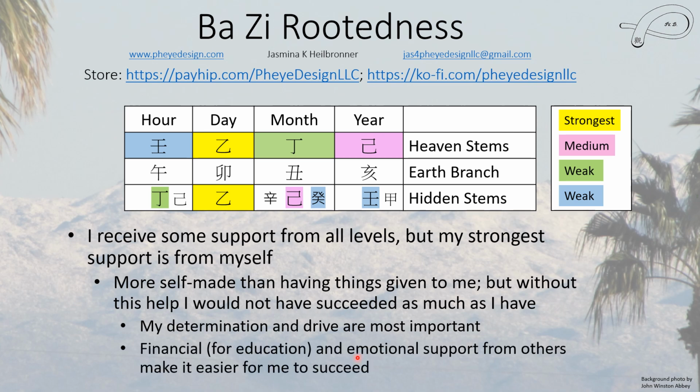Now, I have received financial help from my parents for education, and emotional support from others. This does make it easier for me to succeed. I don't want to say that it's all just me doing this. If I did not have the support from the outside, I could not have done what I have already done. So this is all very important to me, that the people around me really make my life easier, except for the Psycho X.